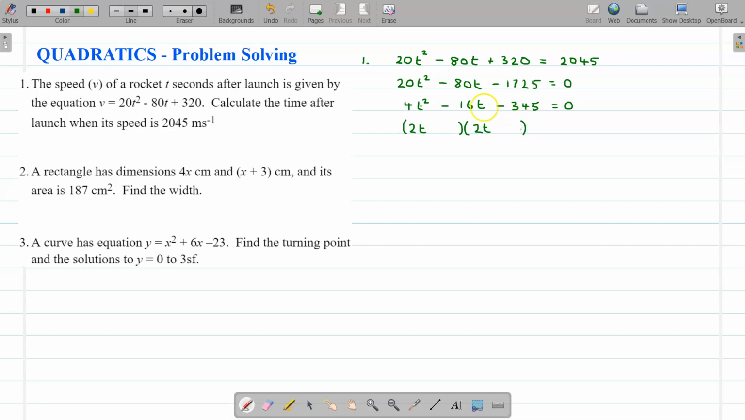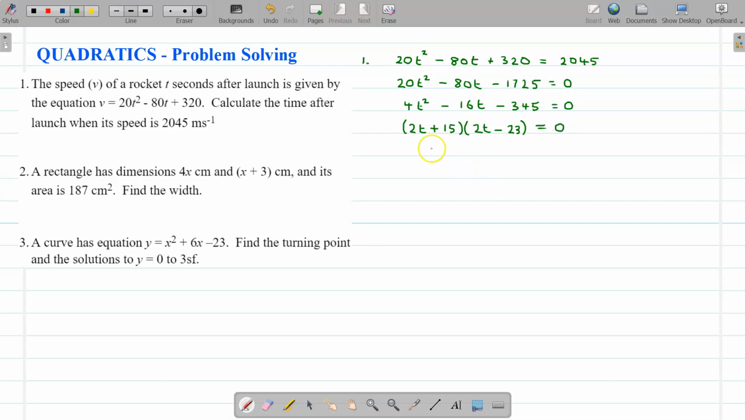But in fact it factorizes with the numbers 15 and 23. Okay, one of those has to be negative, and it doesn't take much to see that this would have to be the positive and this would have to be the negative. Okay, the product of 15 and 23 is 345, and with the negative it's negative 345. You've got plus 30t on the inner but minus 46t on the outer, which gives you the minus 16t that you want. Now this gives us two solutions.